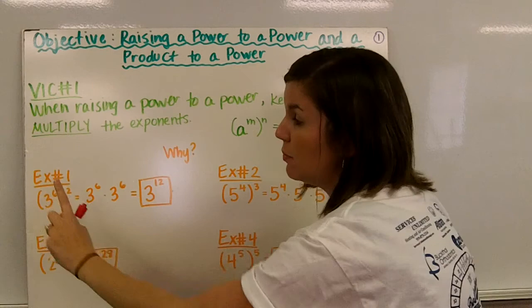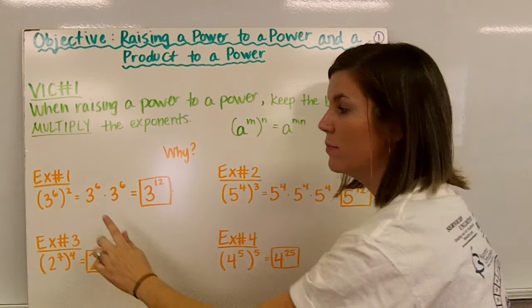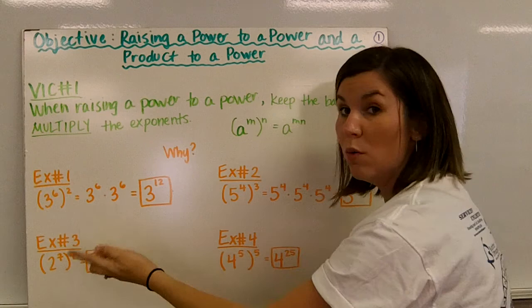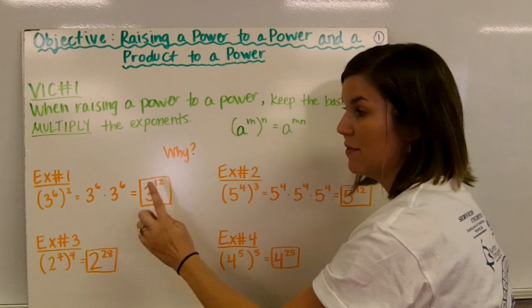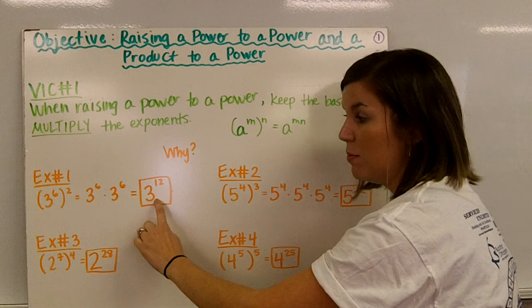Example number one, 3 to the 6th power raised to the 2nd power. So 3 to the 6th power, here it is, and it's to the 2nd power, which means we write it twice. It's a product times itself. So 3 is the base, keep the base, add the exponents. 6 plus 6 gives us 12. Now the shortcut is 6 times 2, which is 12. So keep the base and multiply the exponents.